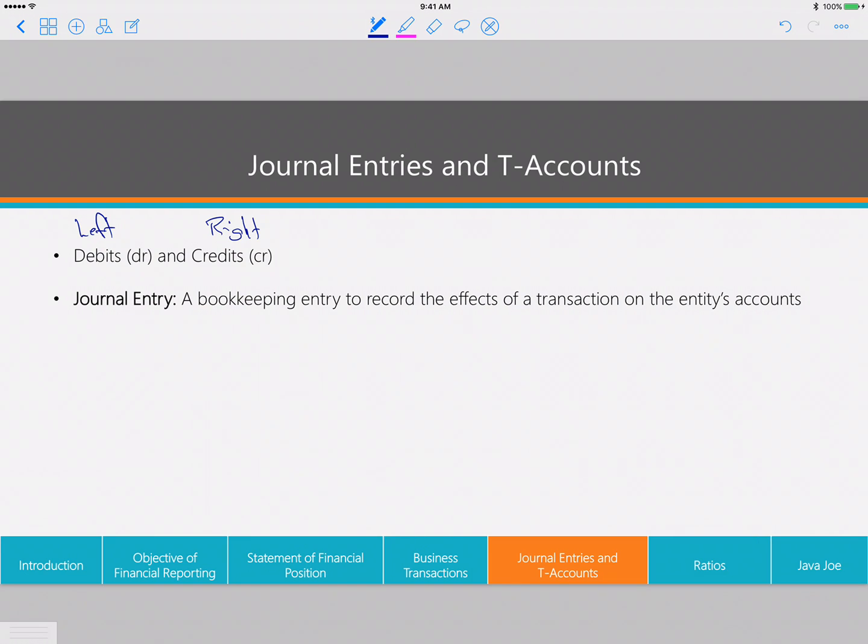And a journal entry is a bookkeeping entry to record the effects of a transaction on the entity's accounts. That's all it means. So remember, debit is left, credit is right, and a journal entry just records the effect of a transaction. And if you recall, the two rules that we have is that at least two accounts should be affected, and our equation must remain in balance.